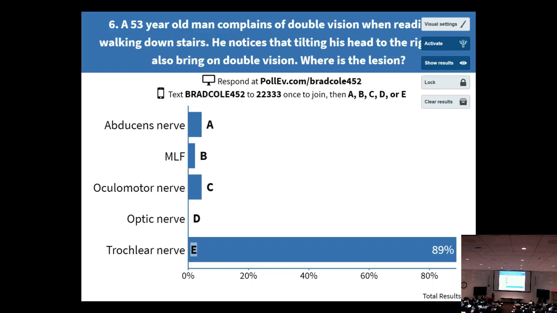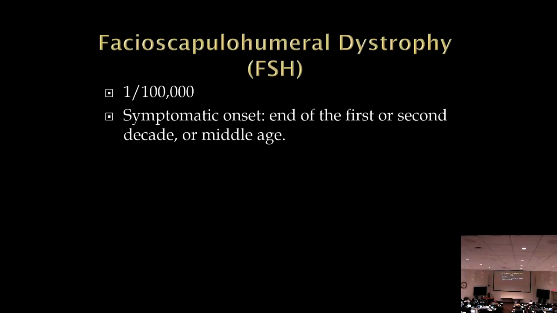The double vision when walking downstairs, remember that's the down and in function of the trochlear nerves. So that's the right answer. You tilt your head to the opposite shoulder. So this would be a left trochlear neuropathy. Okay, we'll do some more questions here today.